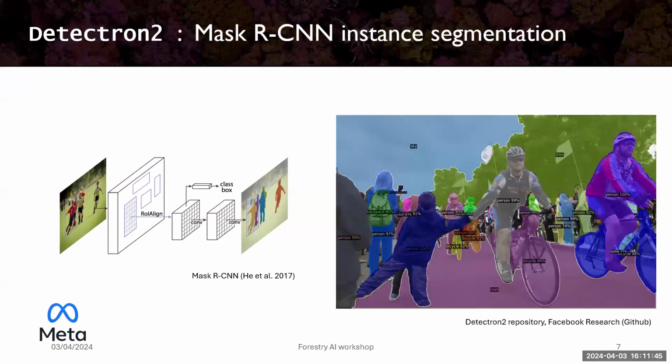So the code base that we decided to borrow from was Detectron 2. This was built by what was Facebook AI at the time. It has now become Meta AI. And it uses a CNN type architecture, and in particular something called Mask R-CNN. So not only do you detect the objects in the image, but you can delineate them.